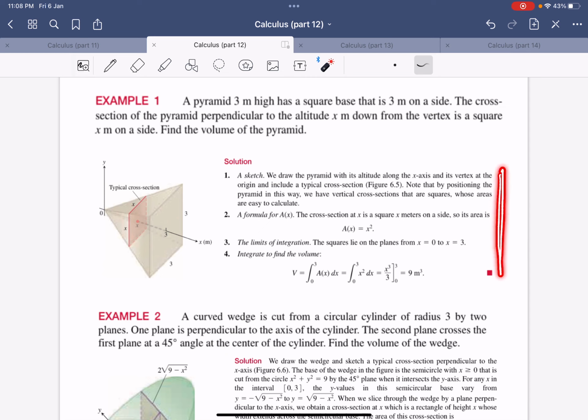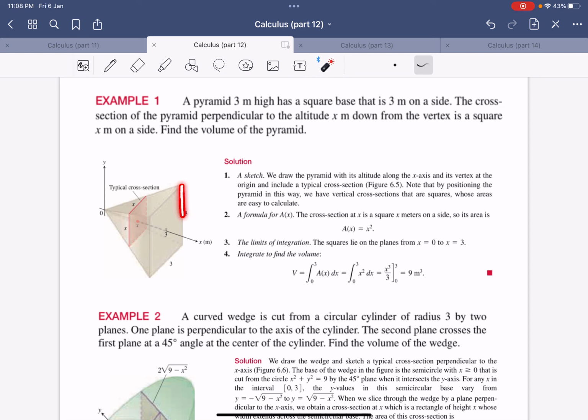Let's take a look at an example to illustrate our point. For example, I have a pyramid 3 meters high and has a square base. There's 3 meters on its side. We can draw it with respect to the y or x-axis. In this case, the textbook has drawn it with respect to x. So our base area is at a mark of x equals 3. And y, the length of it, is 3.